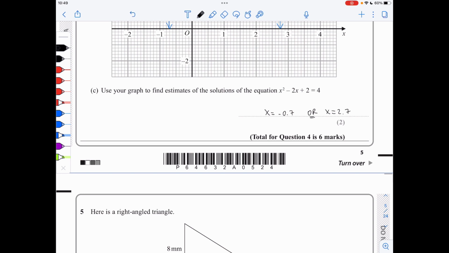Do bear in mind that the examiner here will follow through from your graph and accept a range of values because everyone has drawn their curve in a slightly different way.